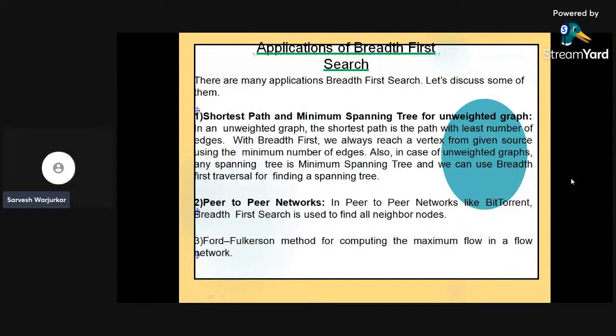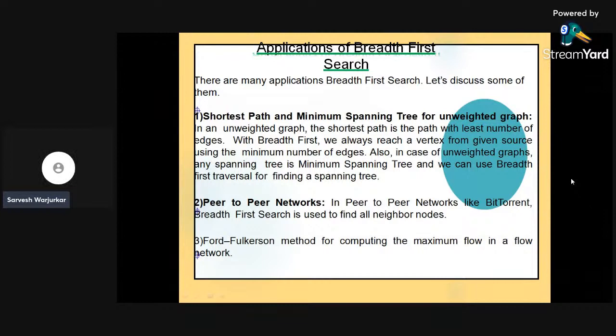With breadth first search, we always reach a vertex from a given source using the minimum number of edges. In the case of unweighted graphs, any spanning tree is a minimum spanning tree when we use breadth first search traversal for finding the spanning tree.